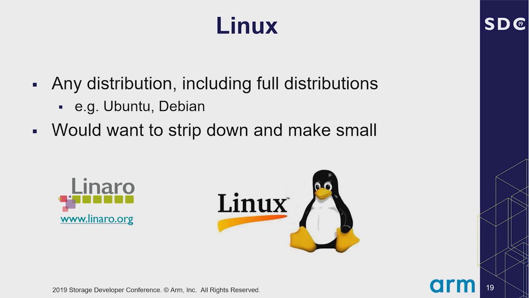So the Linux, it can be any distribution, including full distributions, like Ubuntu or Debian. But the reality is this is an embedded device, so we're going to want to strip it down and make it small. Yeah, it's an edge server, one could argue. But we don't want to have a lot of wasted space with a very large Linux distribution if we don't need it.